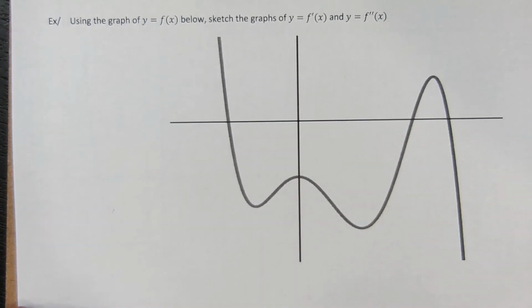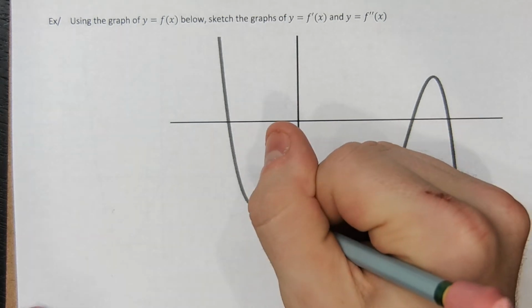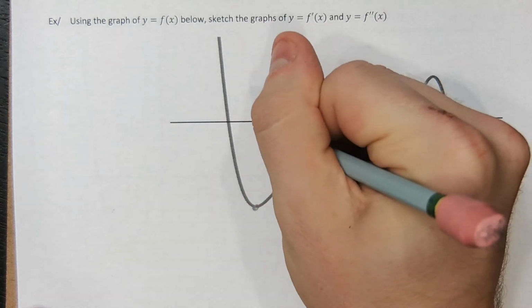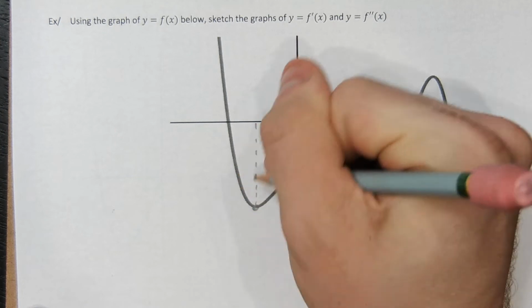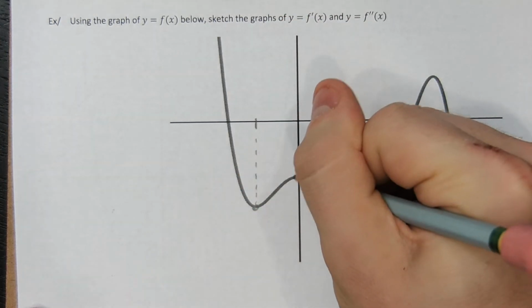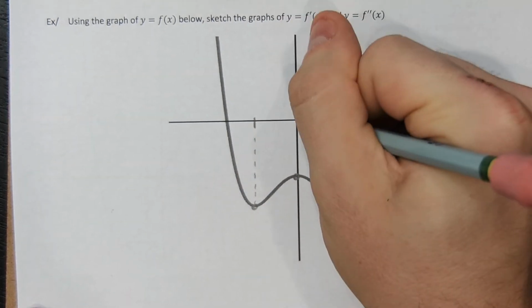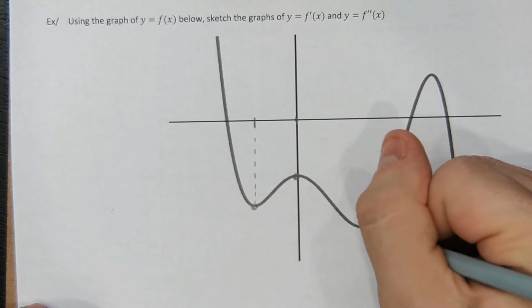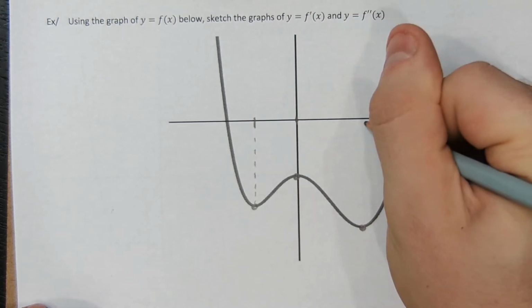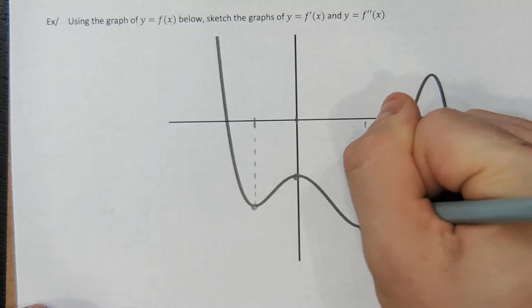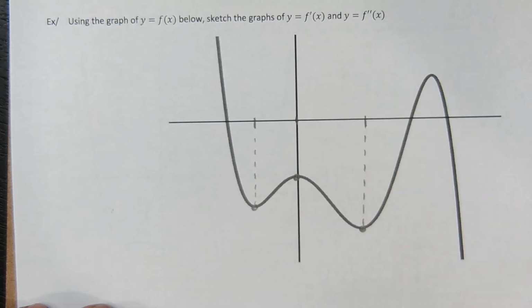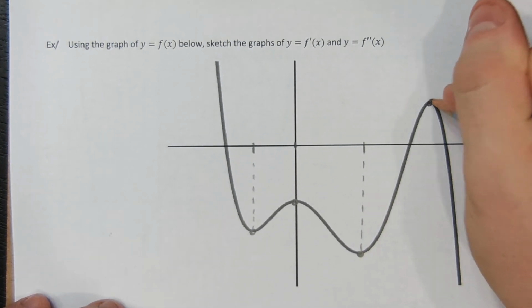So let's see. First thing I'm looking for is flat spots and identifying them. Here's a flat spot. I'm not going to label it yet. Here's a flat spot. Here's another flat spot. Again, not labeling them yet. And then one more flat spot.